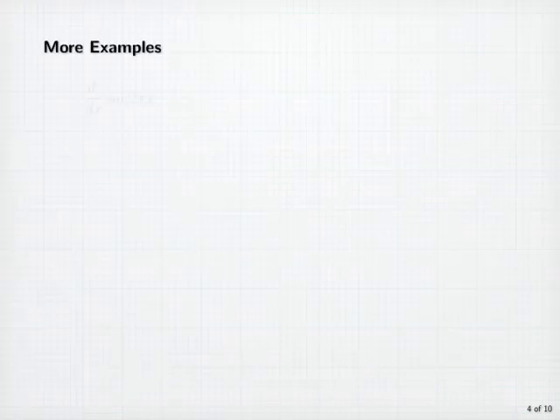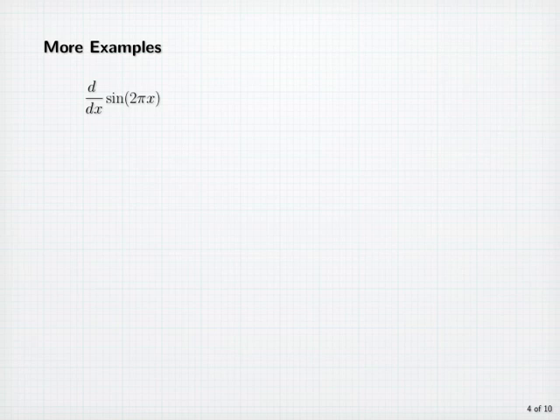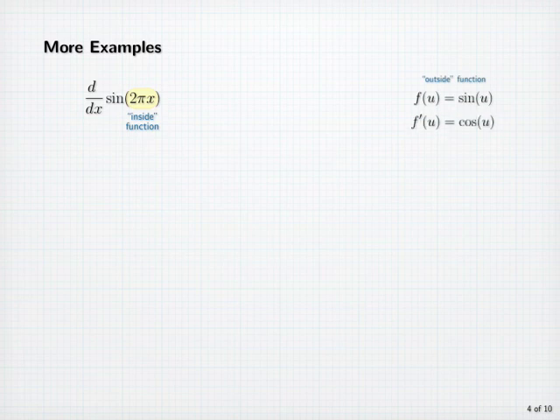More examples. Let's take the derivative with respect to x of sine of 2 pi x. Now here, our inside function is simple. It's simply the constant 2 pi times x. The outside function is f of u equals sine u, whose derivative is cosine u. So we write cosine of u of x, or cosine of 2 pi x, and then multiply by the derivative of the inside function, which is the constant 2 pi. So we have 2 pi times cosine of 2 pi x.